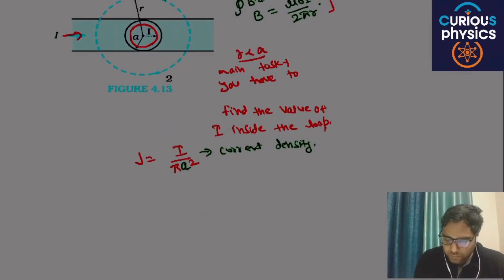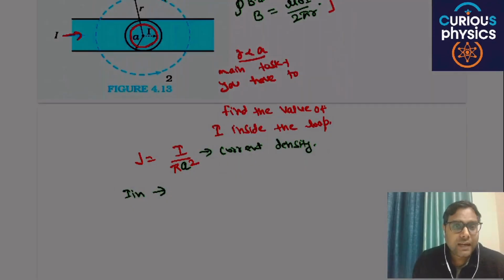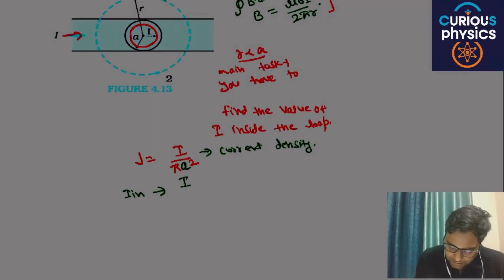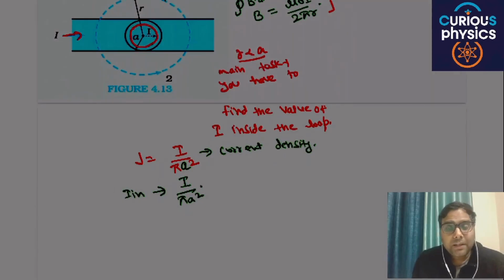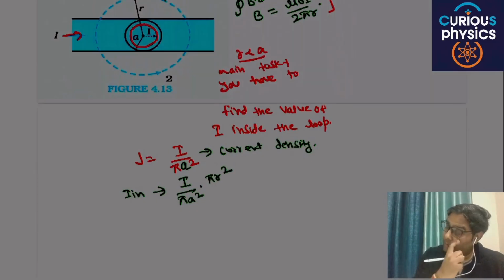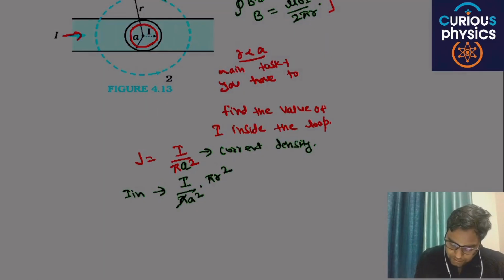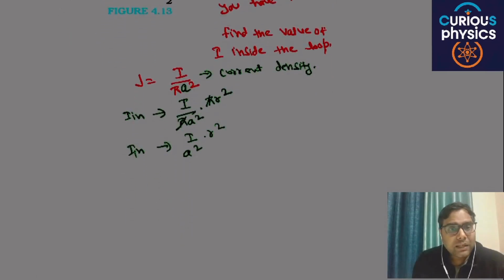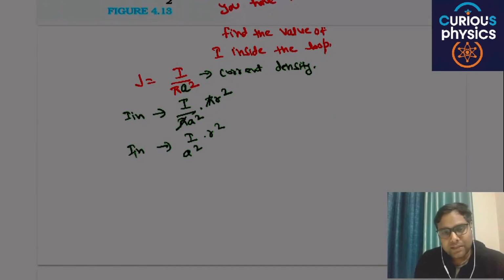So this is nothing but current density. Now you have to find the value of I in, the current inside the loop. This is the current per unit area, I by pi a square, and you have to multiply by the area of the loop, which will be pi r square. Are you able to understand my point or not? Then pi and pi will cancel each other, and I in will be I by a square into r square. This is the value of I in.